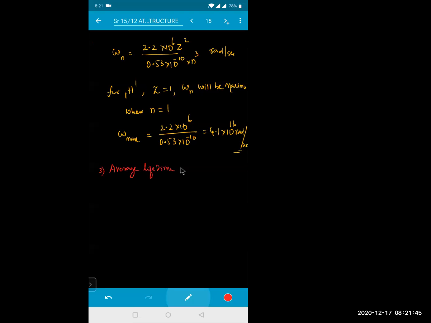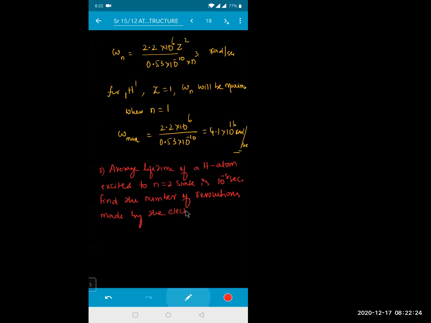Average lifetime of a hydrogen atom excited to n equals 2 state is 10 to the power of minus 8 seconds. Find the number of revolutions made by the electron on the average before it jumps to the ground.